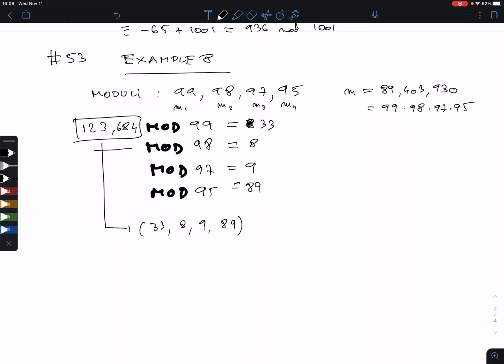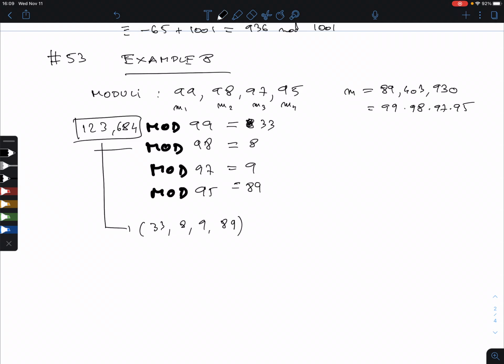So remember, that's how the setup was. The Chinese remainder theorem says that if you take a number modulo 99, 98, 97, 95, there is a unique solution for whatever remainders you give. In particular, there's this one: 33, 8, 9, and 89. There is only one number x less than this 8-digit number that satisfies these four conditions, namely that's the number. How do I know? Because I calculated it, right? If I have the given number, it's easy to do.